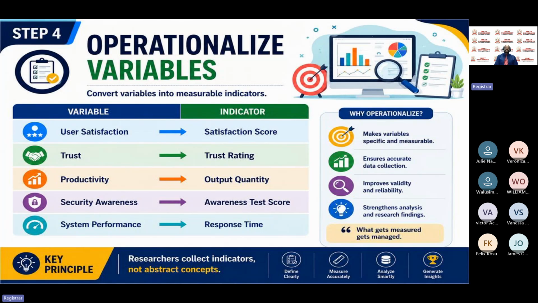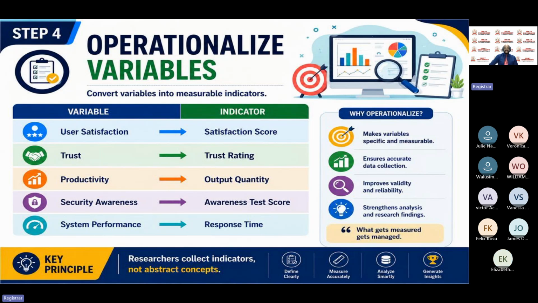So what gets measured is really what we manage in the research. The key principle: researchers collect indicators, not the abstract concept. You are collecting the real data. So define the variables clearly, measure them accurately, and analyze smartly. This will lead to generating insights. So up to step 4, there is no big change.